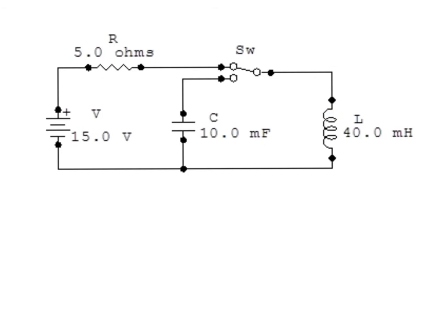Remember, when the switch is first closed, there's no current in the circuit. You can't instantaneously put current through an inductor. And so the inductor will respond by creating a negative 15 volts. And so the circuit starts with no current, no voltage across the resistor, and all the voltage across the inductor.